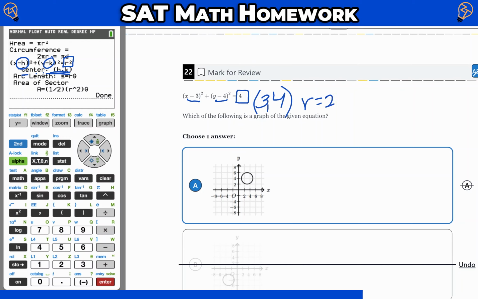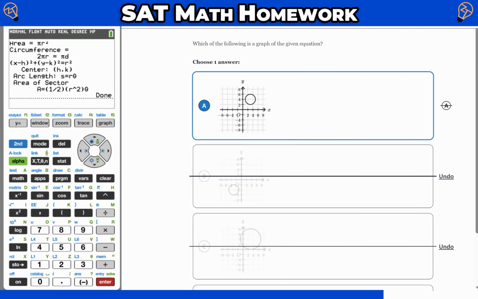So looking at which ones of these have a center at (3, 4). Obviously A does, B does not. C, in this case, does have the center at (3, 4). However, the difference between A and C is the radius.